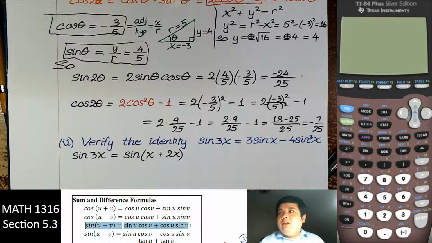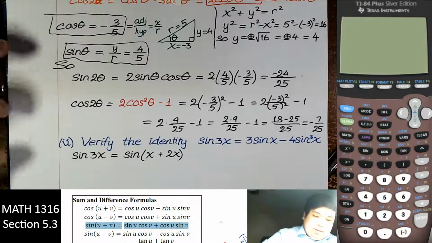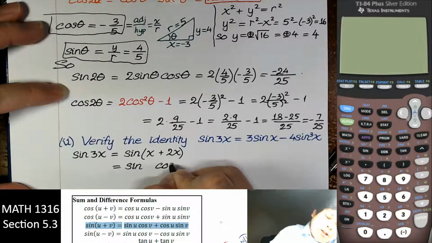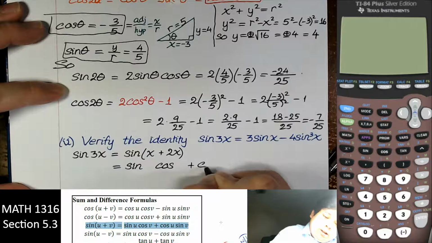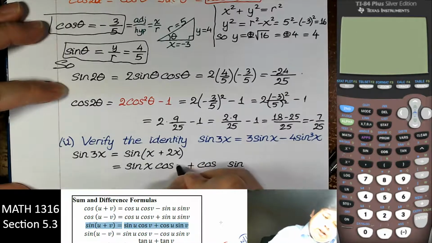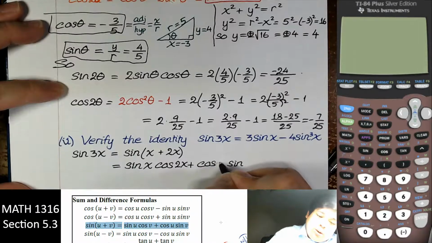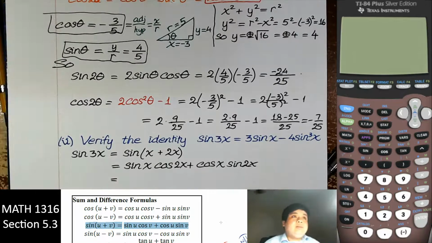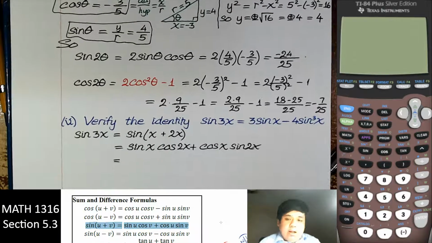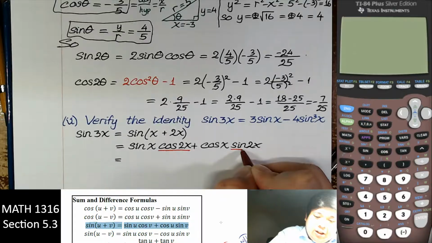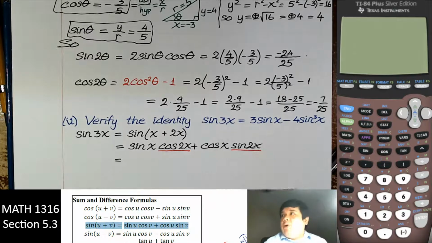And the sine of the sum is over there: sine, cosine, cosine, and sine. Sine of x, cosine of 2x, plus cosine of x, sine of 2x. Next we have a double angle here. So that is a double angle.